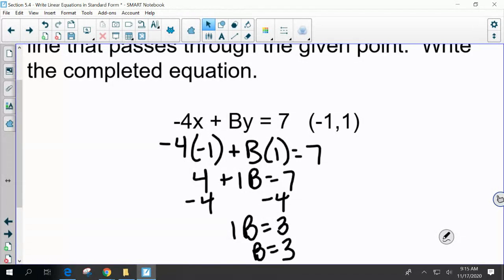And then the second part of the instructions says write the completed equation. So my completed equation would be -4x plus 3y equals 7. Okay, I want you to try that next one, and then we'll do the last one together.